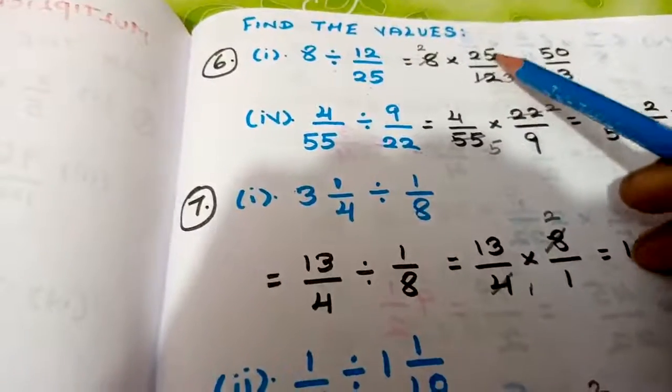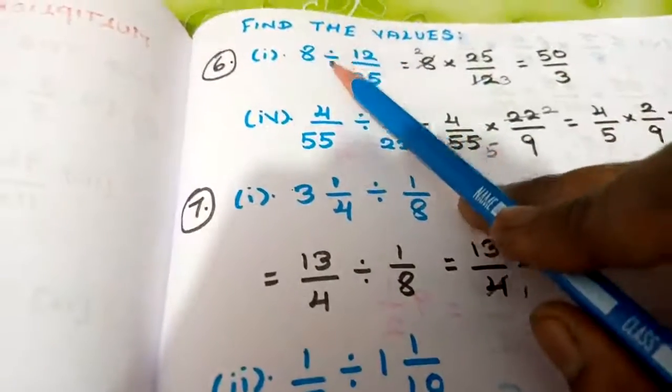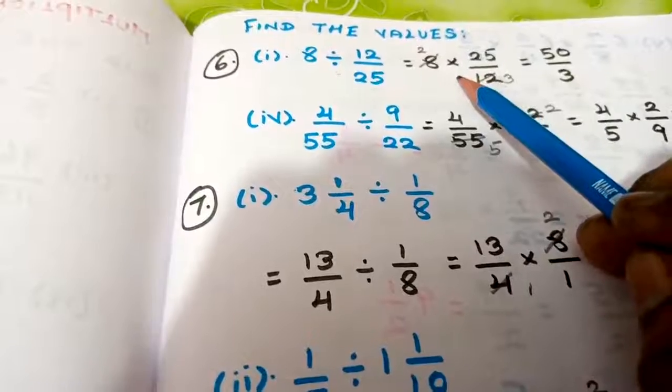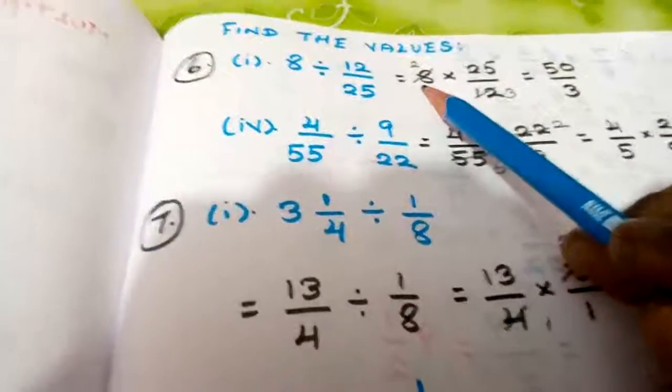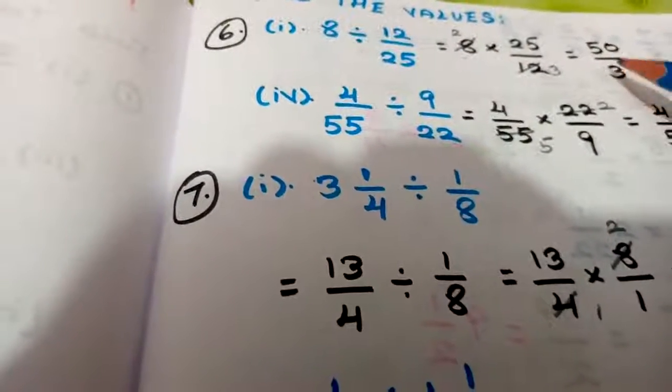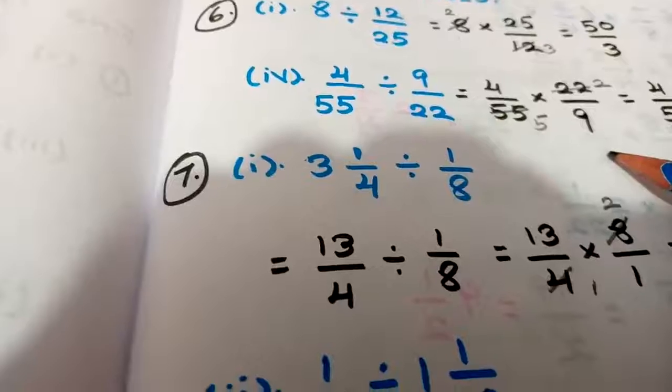When are you going to write it as 25 by 12? When division is converted to multiplication. This 8 will remain as it is. So this is an easy way of doing the calculation in division. Cancel the term, you will be getting this value, students. Same way you are going to try this sum.